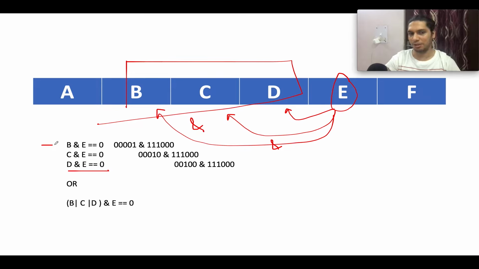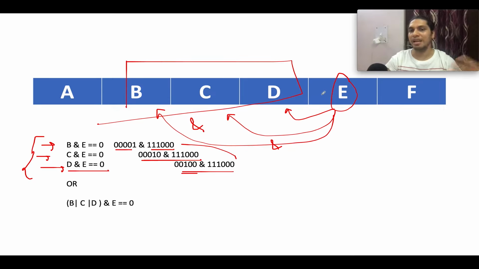So I have taken a hypothetical example wherein I have stated these three conditions. B and E should be 0, C and E should be 0, D and E should be 0, and I have taken B as this, E as this. The value of E is same across these three equations, and C is this value, D is this value. So for E to be part of the sliding window, all these three conditions should be met, which is meeting in this case. So if you do the bitwise AND of these two elements, you'll get 0. If you do the bitwise AND of these two elements, you'll get 0. And if you do the bitwise AND of these two elements, again you will get 0.